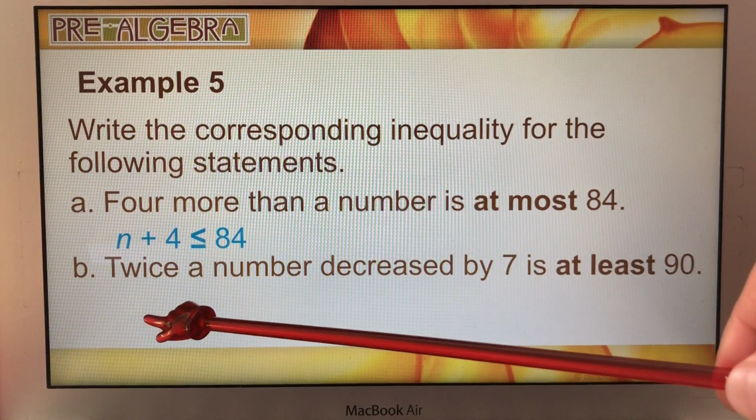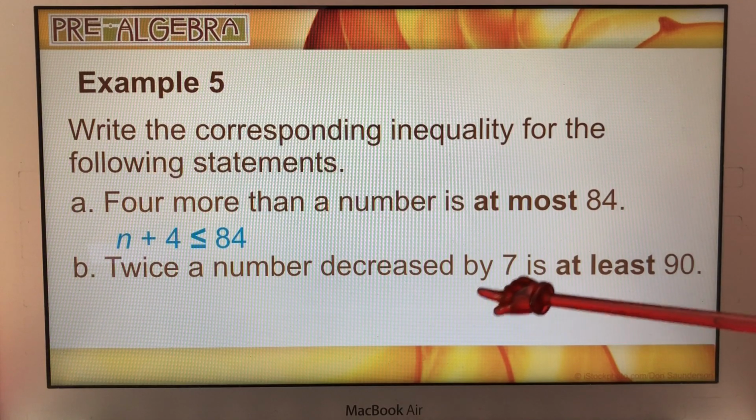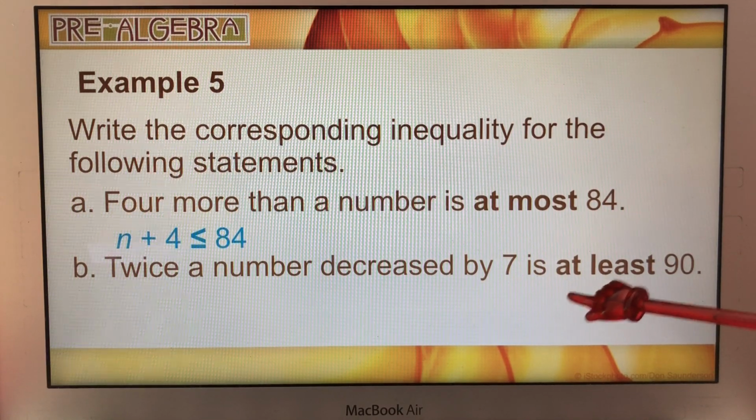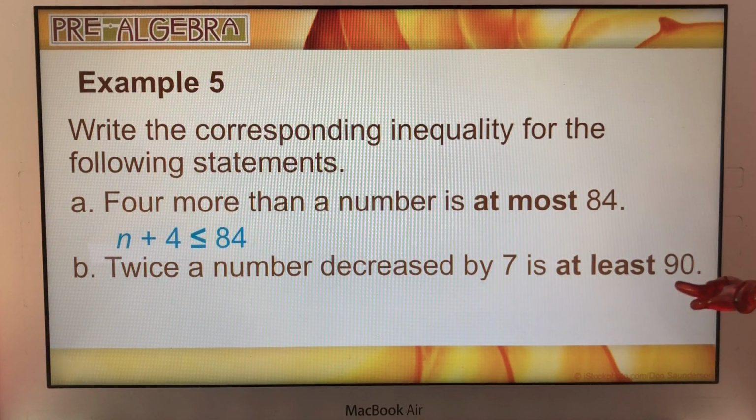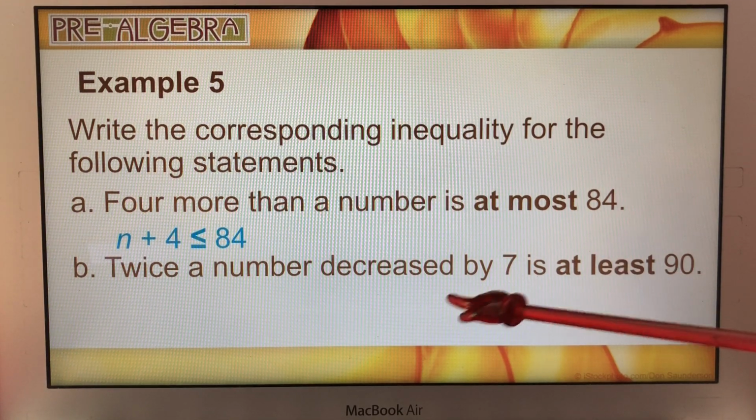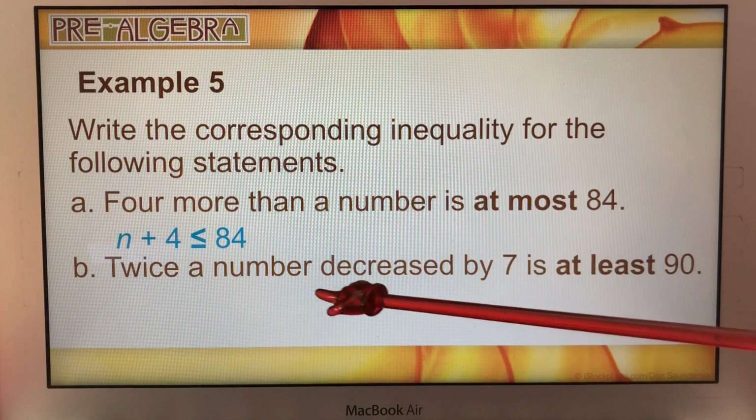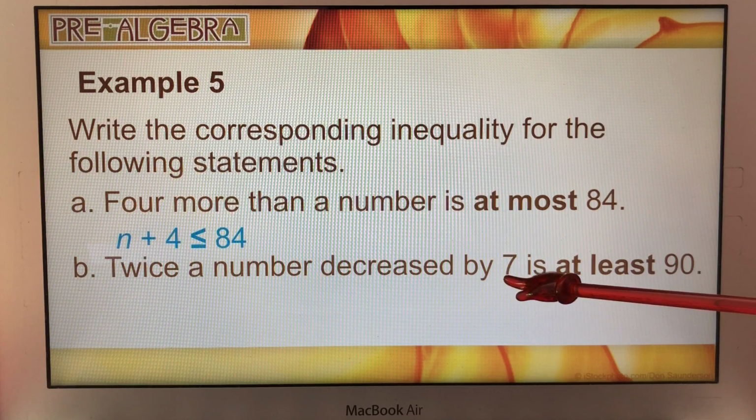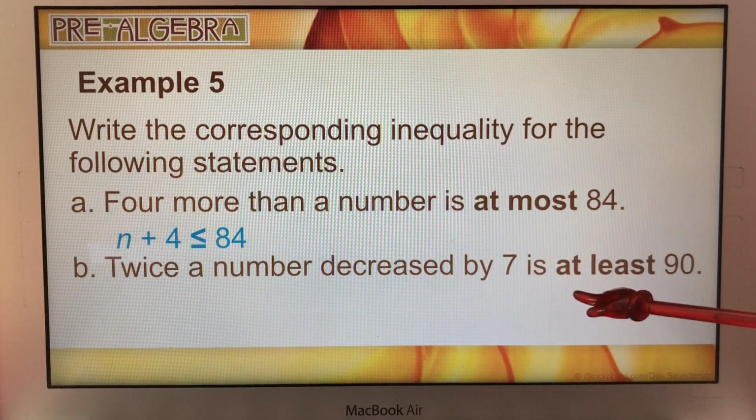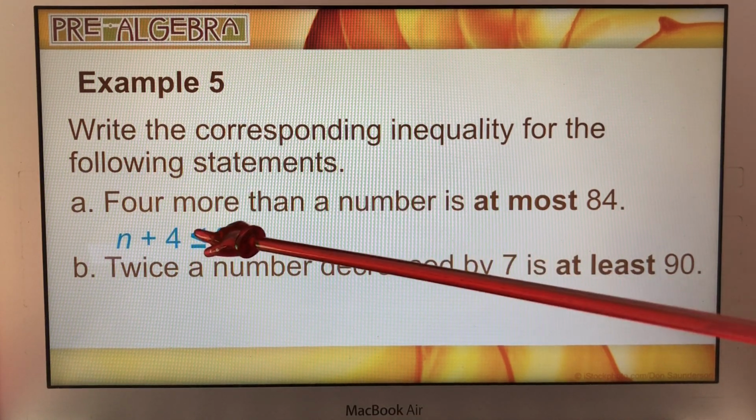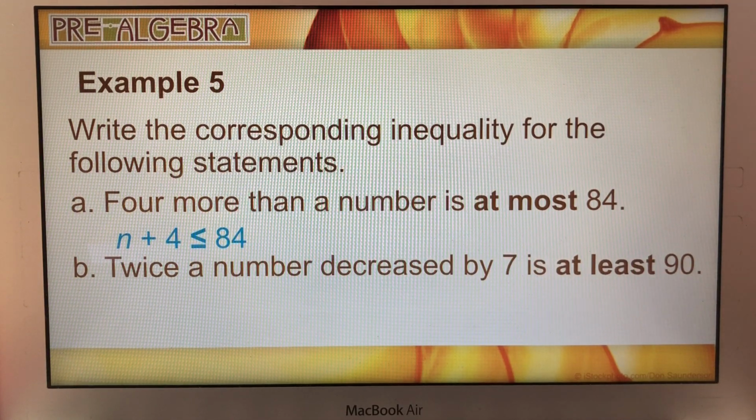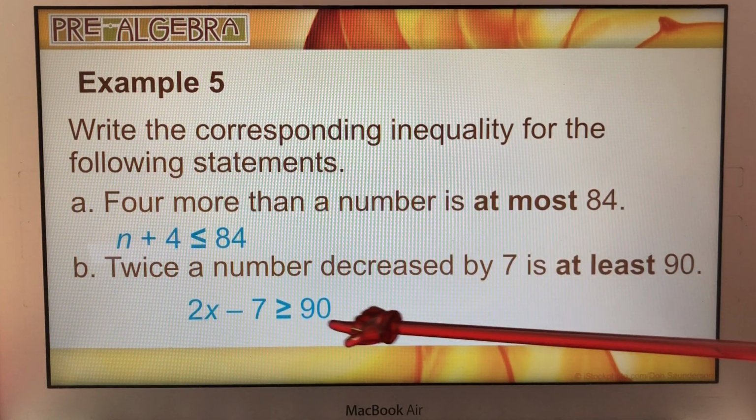All right, now let's take a look at this. It says twice a number decreased by 7 is at least 90. So twice a number, 2n, decreased by 7, minus 7, is at least. So that's going to be this one backwards, greater than or equal to 90.